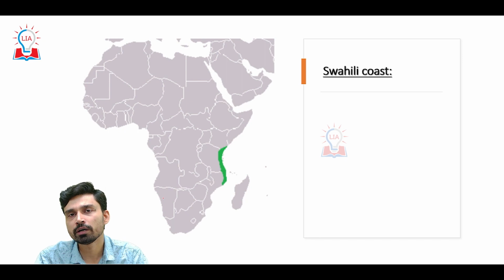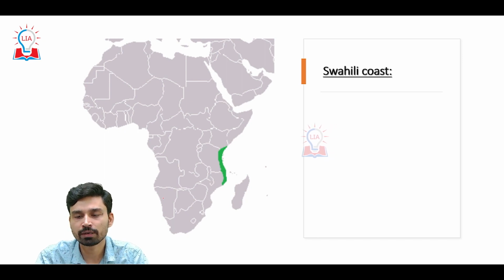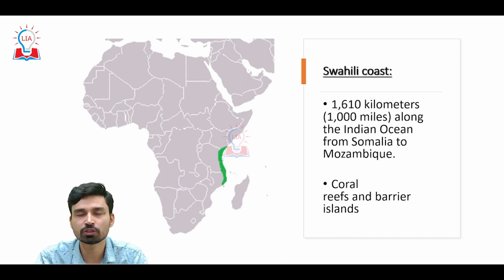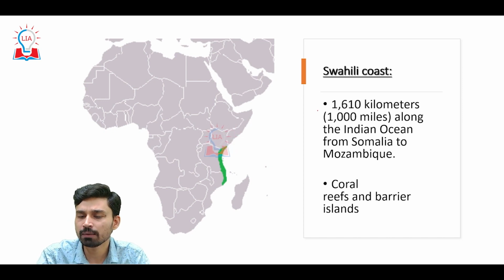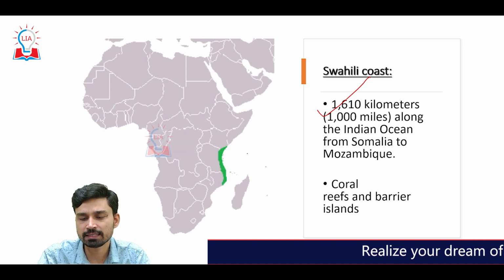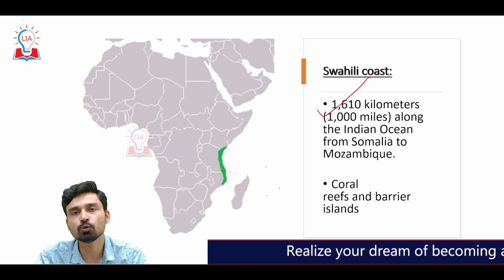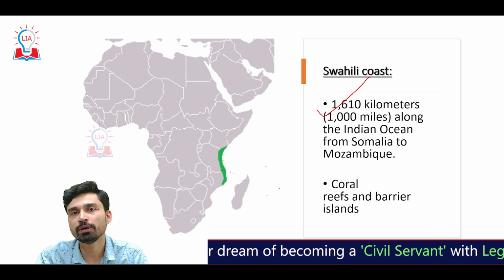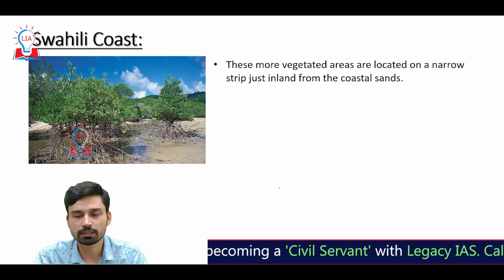The fourth important region of Africa is what we refer to as the Swahili Coast. If you look at the map here, it is a narrow strip of landmass located along the eastern coast of Africa, stretching all the way up to 1,610 kilometers from Somalia in the north to Mozambique in the south. Basically, along this region, you will also find a large number of coral reefs and barrier islands that have formed due to the deposition of the corals.